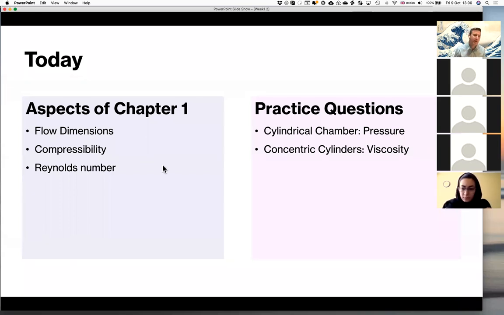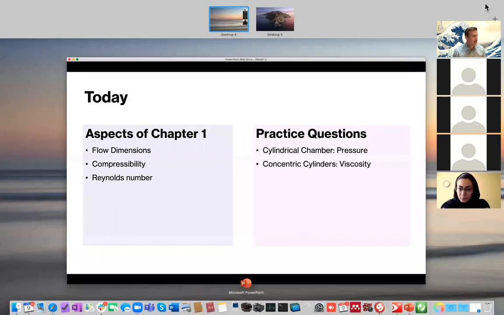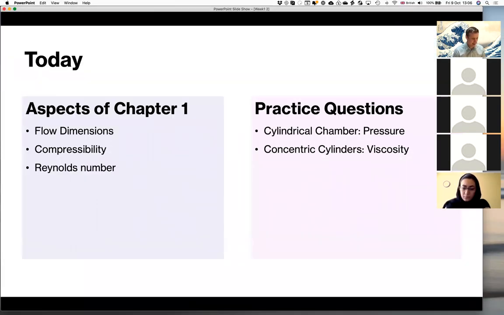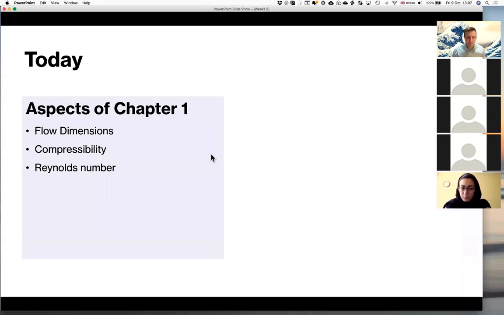Okay, so today we're going to go through a few things that I mentioned, some of the concepts and ideas that have been raised in the session in chapter one: the dimensions of a flow, the variables that are involved in a flow, and the compressibility, which is something that is new to this, which we didn't discuss last time. We're also going to introduce the Reynolds number, and then we'll go through the two practice questions that I set you on Wednesday.